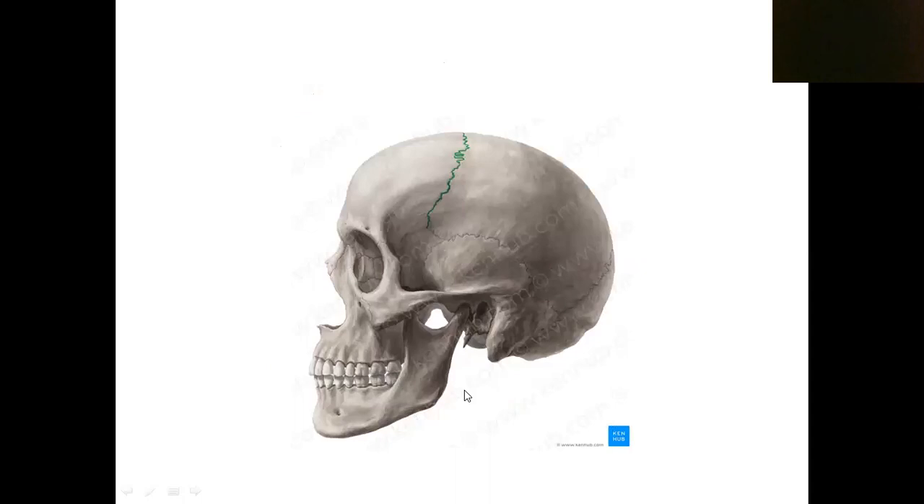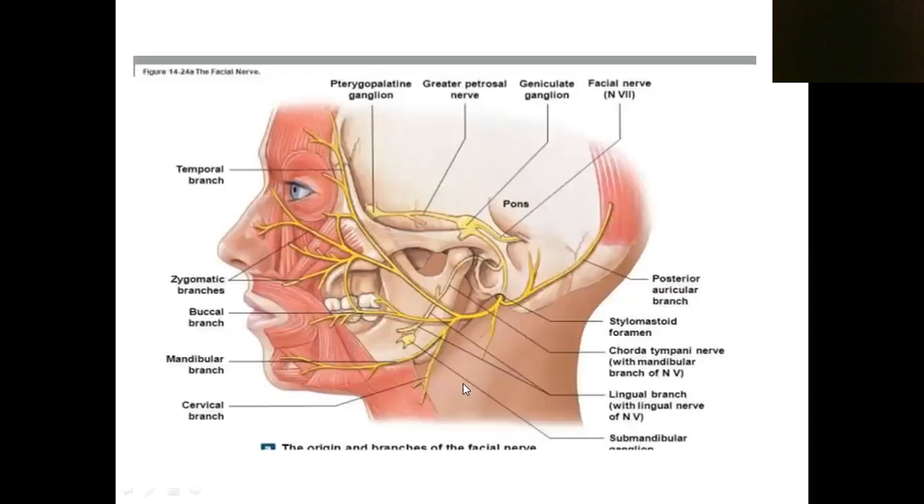This is the stylomastoid foramen here. See the course once again. From the pons, it runs anterolaterally and enters the internal acoustic meatus. Inside the meatus, the two routes join together to form the trunk. After the meatus, it enters the facial canal, where it runs anterolaterally, then backward, then downward, and reaches the stylomastoid foramen. Through it, it comes out from the skull. After the stylomastoid foramen, it turns forward and reaches the parotid gland.